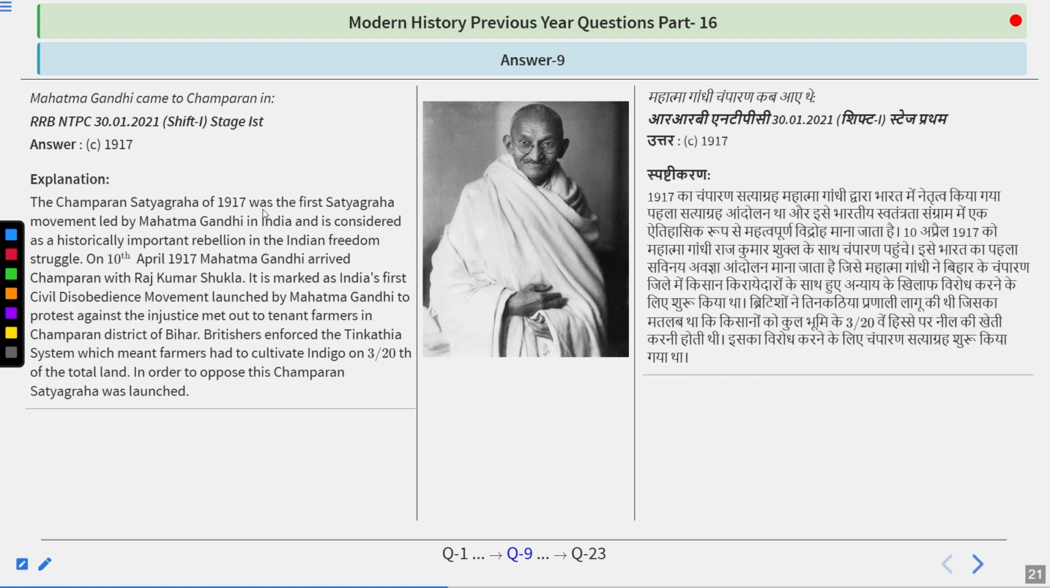So Champaran Satyagraha 1917 was the first Satyagraha led by Mahatma Gandhi in India, considered as a historically important rebellion in the Indian freedom struggle. On 10th April 1917, Mahatma Gandhi arrived in Champaran with Rajkumar Shukla. It is marked as India's first civil disobedience movement launched by Mahatma Gandhi to protest against the injustice meted out to tenant farmers in Champaran district of Bihar. The British enforced the Teen Kathia system, which meant farmers had to cultivate indigo on 3/20th of the total land. In order to oppose this, Champaran Satyagraha was launched. So do remember, answer is 1917.